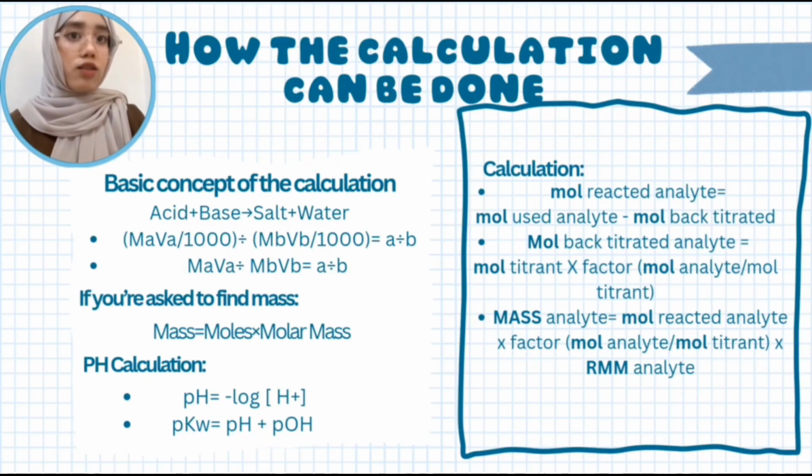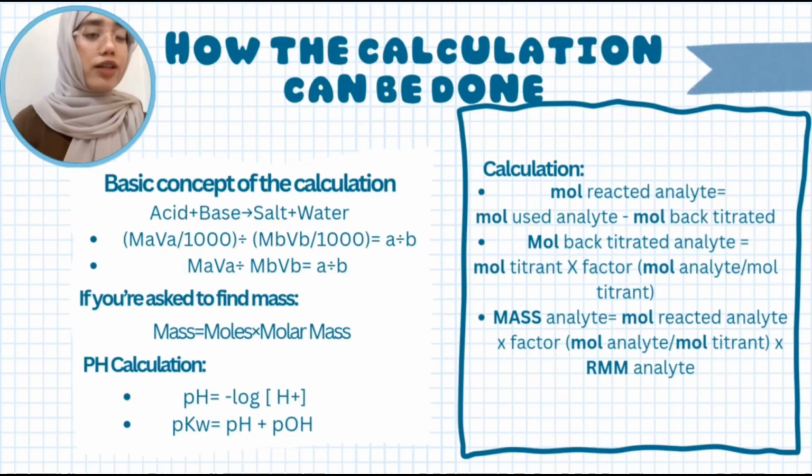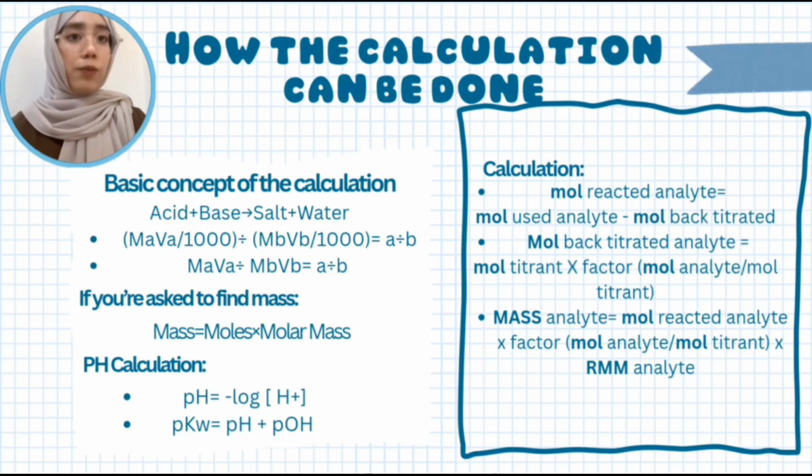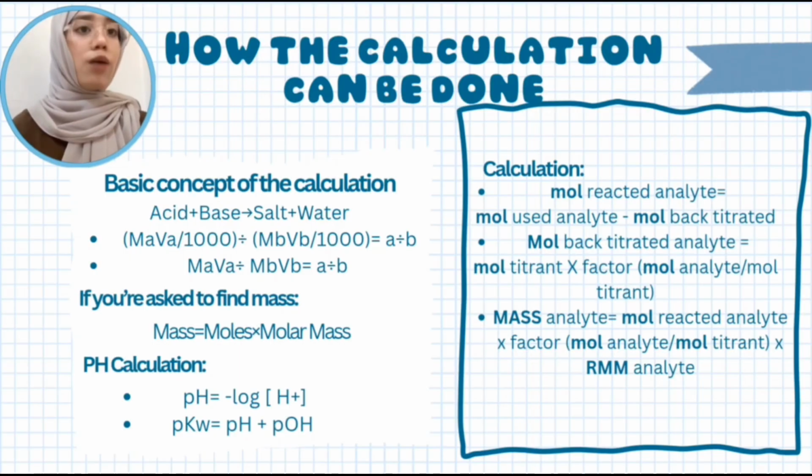And then if you are asked to find mass, the formula you can use is mass equals moles times molar mass. And for the pH calculation, pH equals negative log, and whatever value you get, you can put at the H plus there. And then the second formula you can use is pKw equals pH plus pOH.